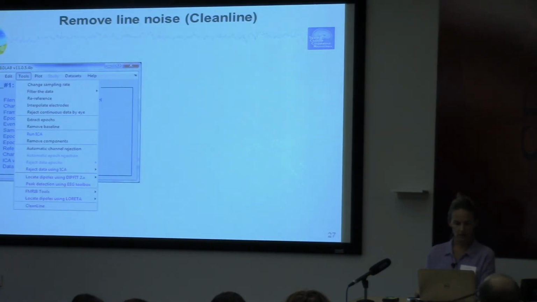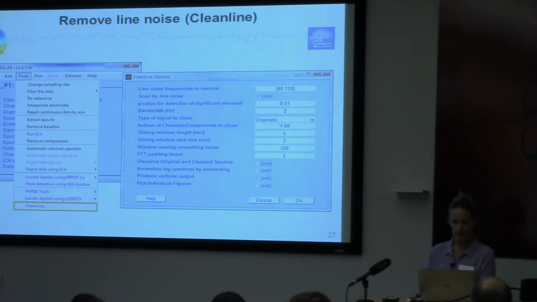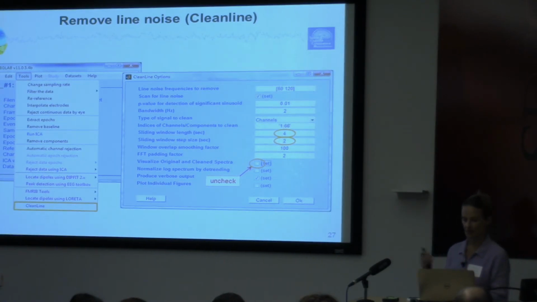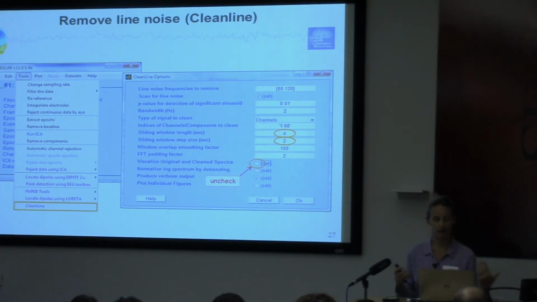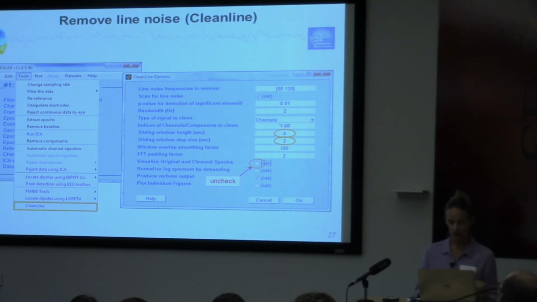So if you installed it, go to Tools, and then Cleanline is at the bottom, and you'll get this interface. So the defaults should work. There's a couple of parameters to consider, like the size of the window length and the step size. The step size will determine how overlapped that window is. And then if you want to speed things up, you can opt out of the visualization after this occurs. It is kind of interesting to look at the peaks that were removed. So you can set that or not.